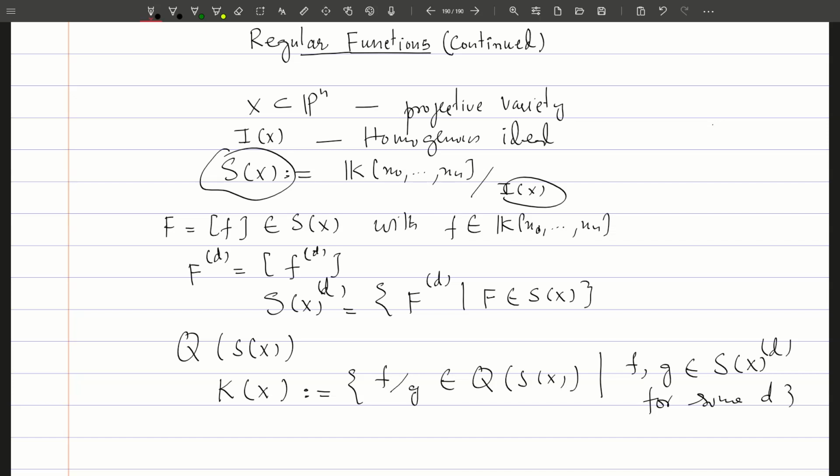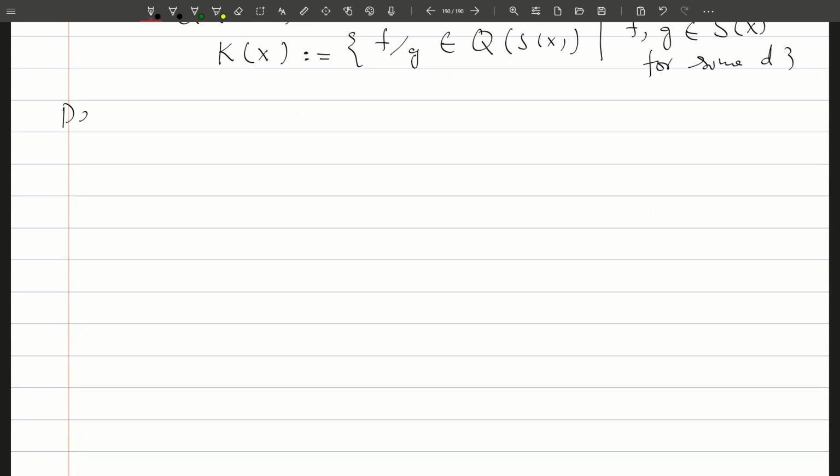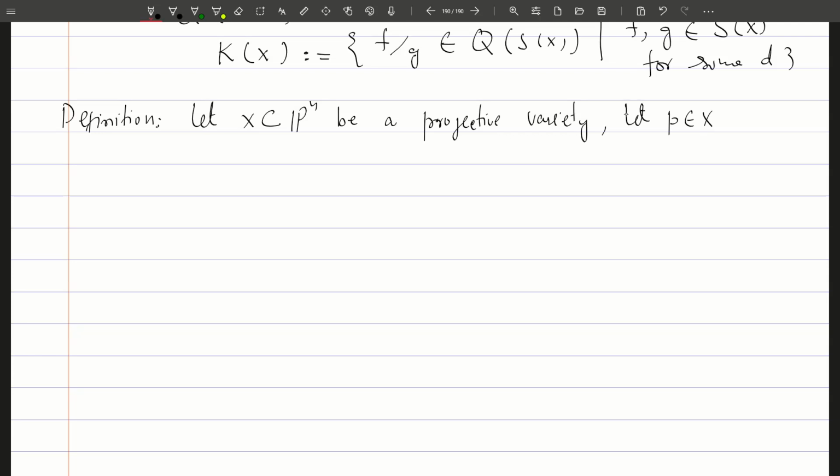Now we are going to define the local ring at a point P of a projective variety. So we have a definition. Let us consider X to be a projective variety, and let P be any point in X. Then we can define the local ring of X at P.